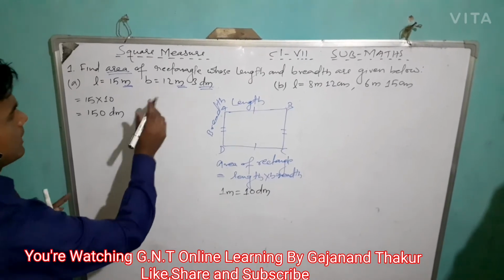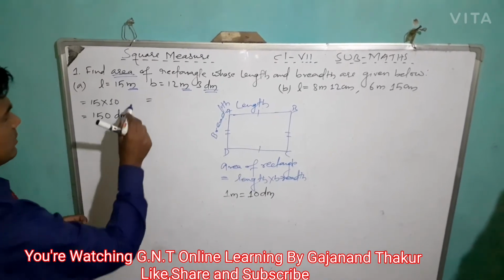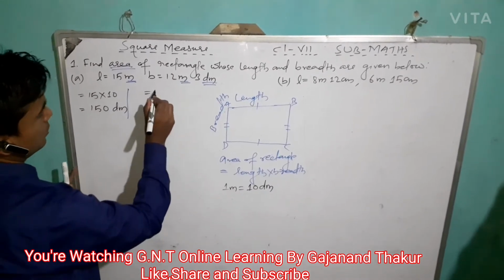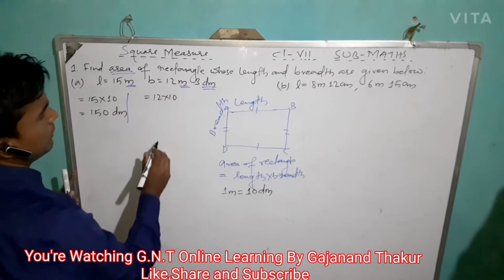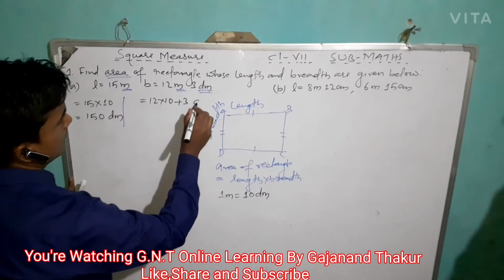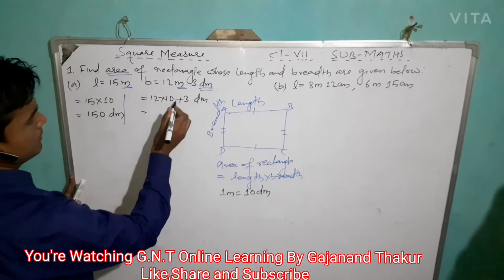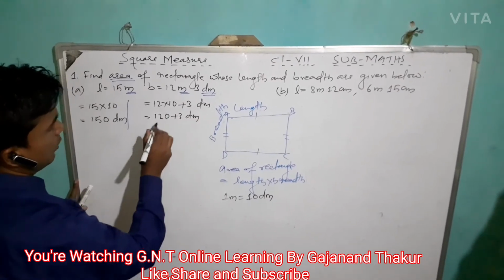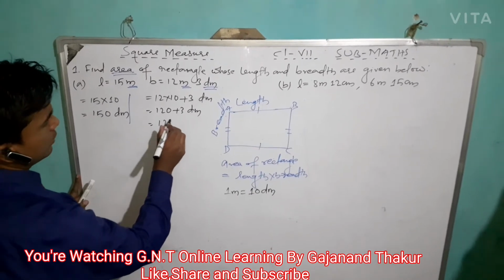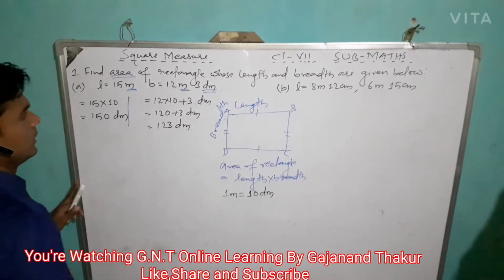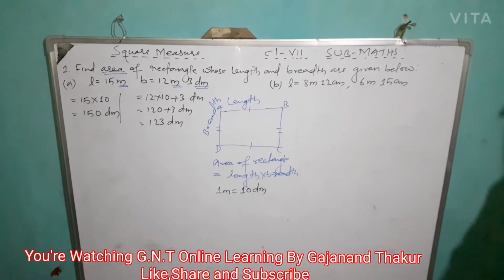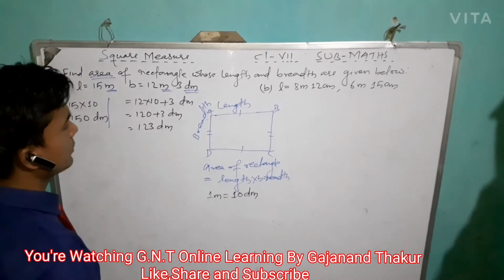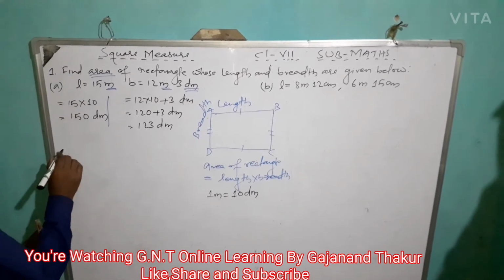Now in case of breadth, we have 12 meter and 3 decimeter. So 12 into 10 plus 3 decimeter. 12 tens are 120, plus 3 decimeter. 120 plus 3 is 123 decimeter. Now we have the length and the breadth. Length is 150 decimeter and breadth is 123 decimeter. Now we need to find the area.